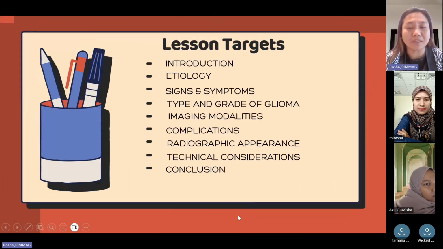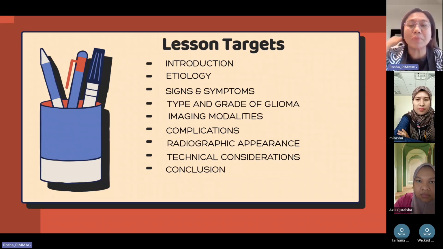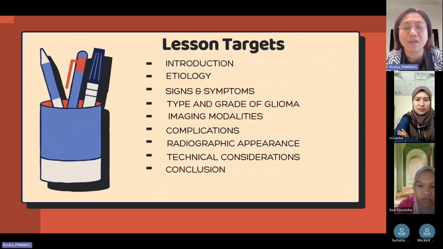On this topic, all of you will get information about the introduction, the etiology, the signs and symptoms, type and grade of glioma, imaging modalities, and also the complications for the patient that has a glioma, and also what is the radiographic appearance for those who have a glioma, so that you can differentiate between the grade and also the type of the glioma, and the technical consideration, and lastly, the conclusion.